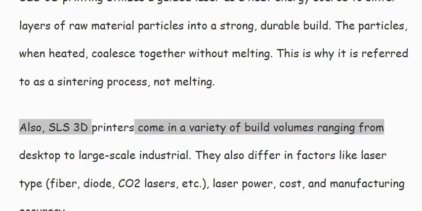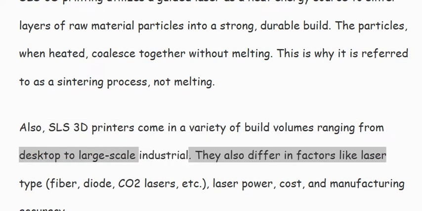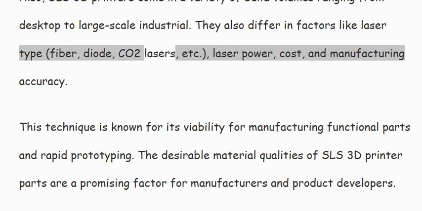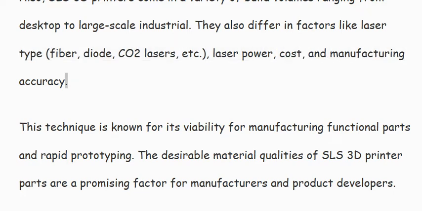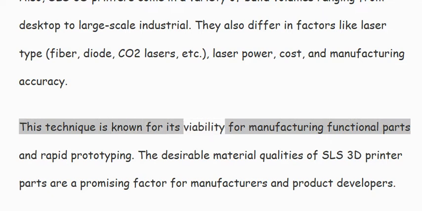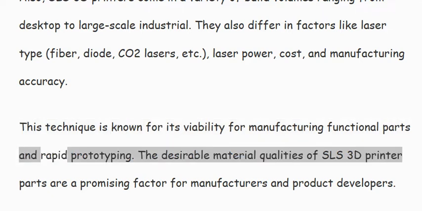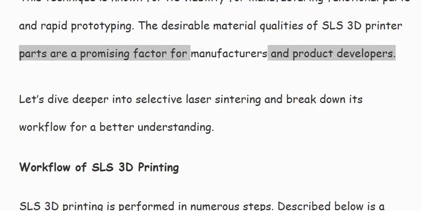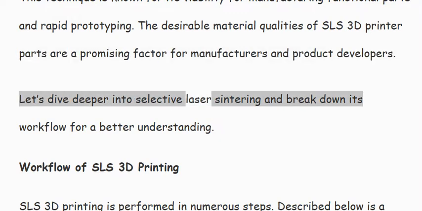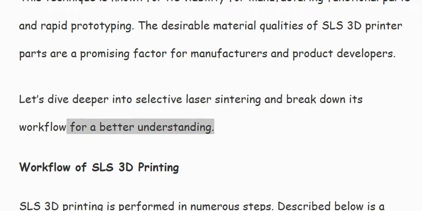Also, SLS 3D printers come in a variety of build volumes ranging from desktop to large-scale industrial. They also differ in factors like laser type (fiber, diode, CO2 lasers, etc.), laser power, cost, and manufacturing accuracy. This technique is known for its viability for manufacturing functional parts and rapid prototyping. The desirable material qualities of SLS 3D printer parts are a promising factor for manufacturers and product developers. Let's dive deeper into selective laser sintering and break down its workflow for a better understanding.